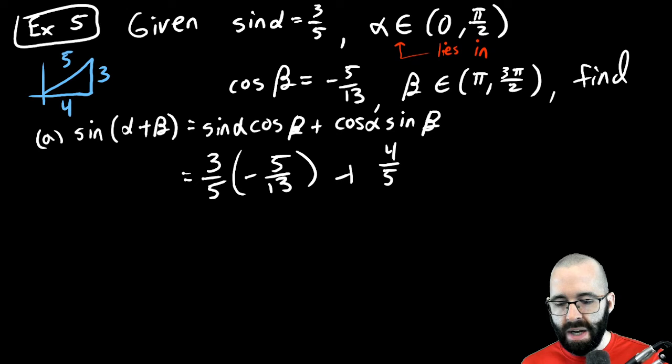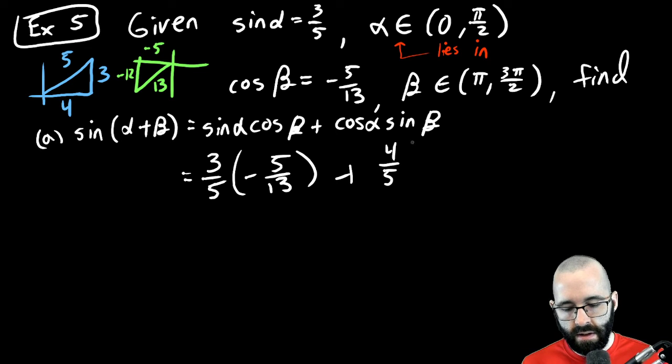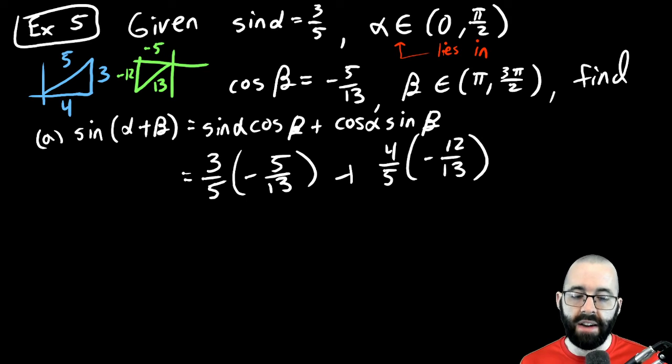Similarly, we need the sine of beta. We know that beta is in the third quadrant. Negative 5/13 is a cosine. The y-coordinate will also be negative. And again, you could use the Pythagorean theorem to get that this is going to be 12. So negative 12/13 is the sine of beta.